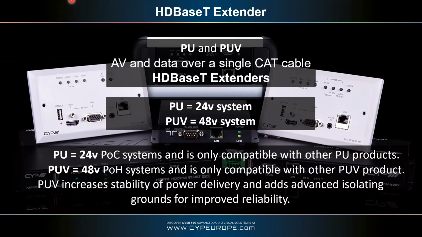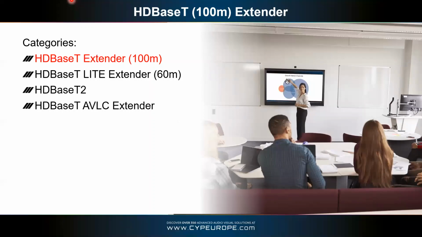Superb, thank you, Kev. So this is what we're going to look through today. We're going to look at HDBaseT extenders with up to 100 meters, or HDBaseT full 5-play, HDBaseT LITE, which is then a shorter distance, HDBaseT 2 technology, and then HDBaseT with adaptive visually lossless compression, AVLC. We'll cover that later on.